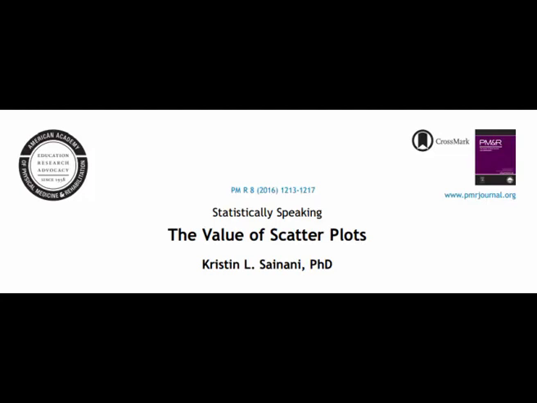Scatter plots visually display the relationship between two variables and instantly provide the reader with key information such as the shape of the relationship, the sample size involved, and the influence of outlying data points.